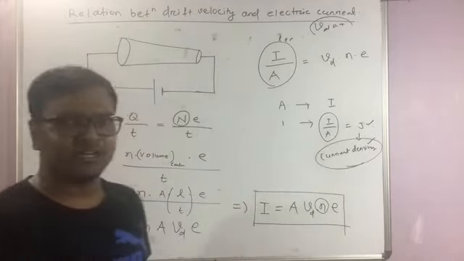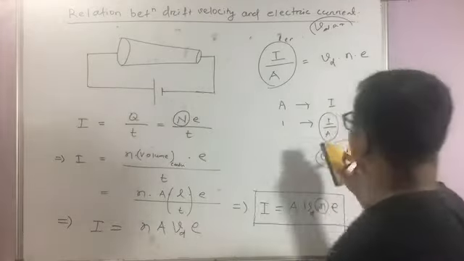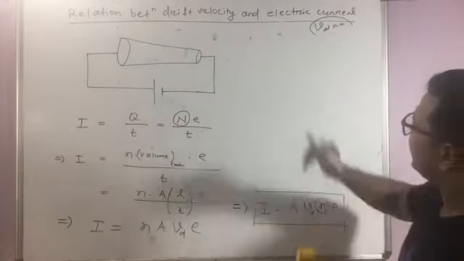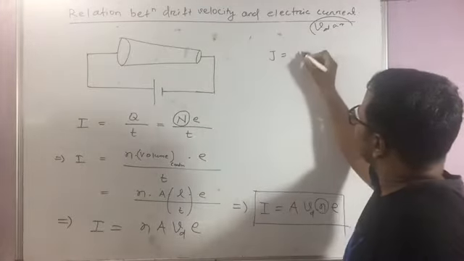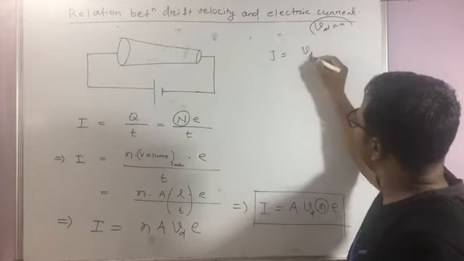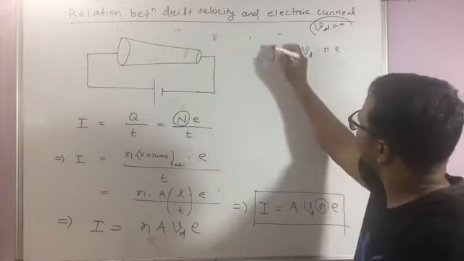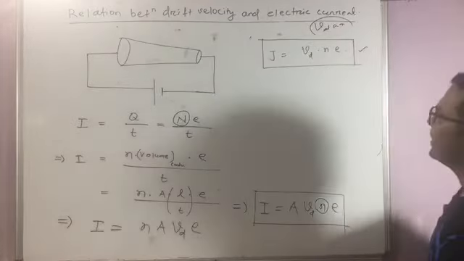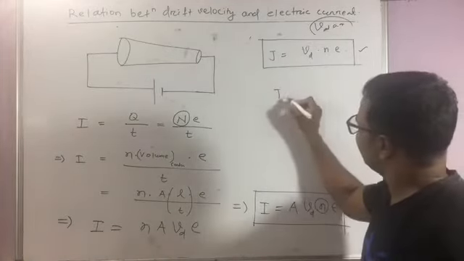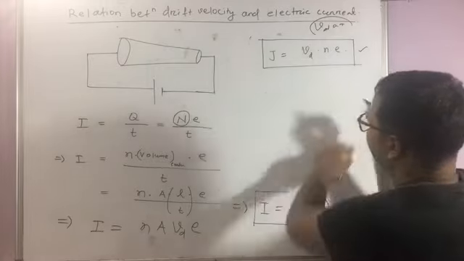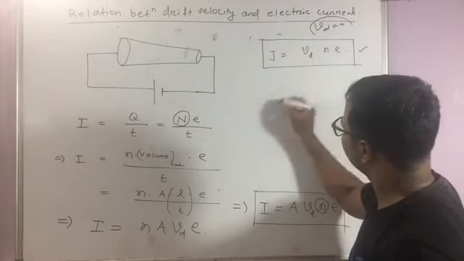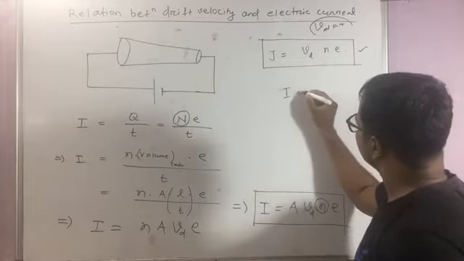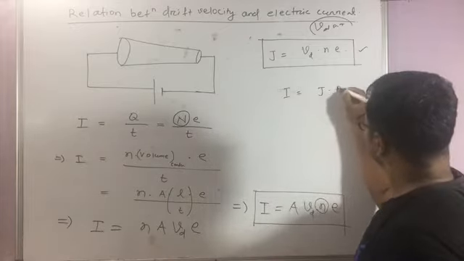This is a vector quantity. It is defined in this way: J is equal to Vd into n into e. The vector quantity J, and we can write I is equal to J into A.